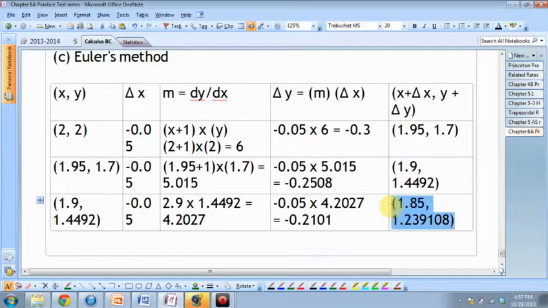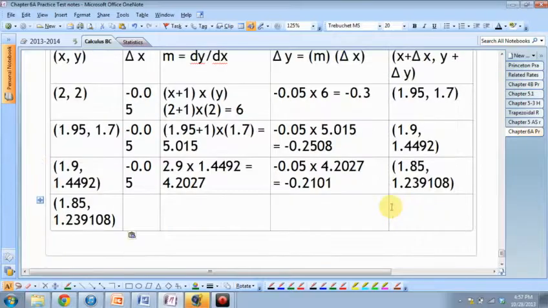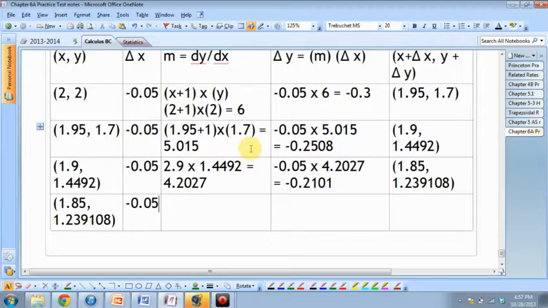And we're not there yet. Last time. Last one.